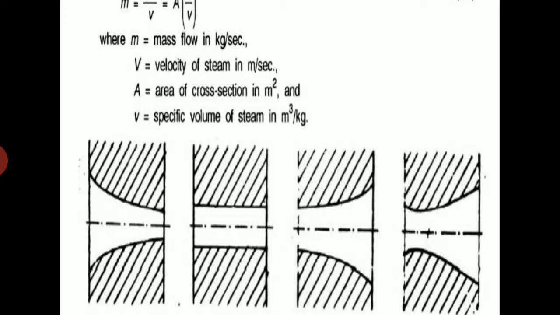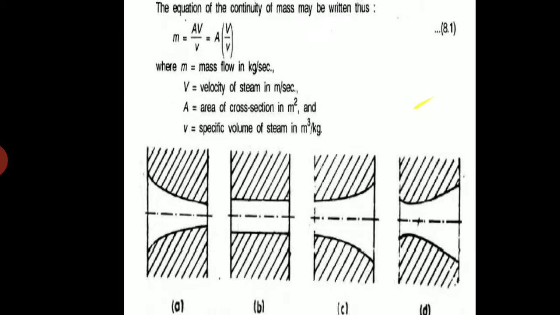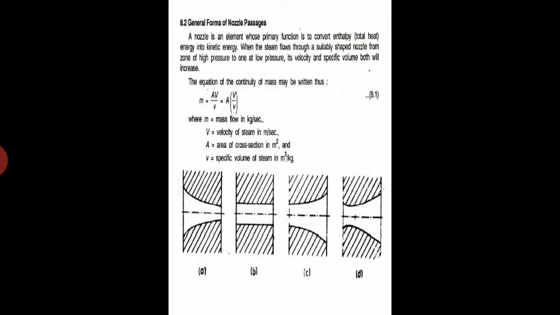Now, for a nozzle, the efficiency varies from 14 percent to 15 percent because of friction, since more friction will be there. Normally, the efficiency of the nozzle may vary from 14% to 15% here. So this is the general discussion of what exactly the general form of the nozzle passages is.